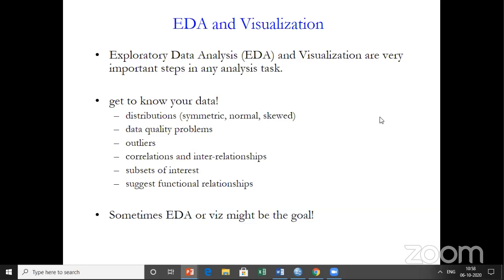Then you go for the subsets of interest. Then you see the functional relationship. Suppose I say y equals f(t). This function has the time-related thing, so I have a time trend. Then in time itself, I can as well get the seasonality. I can as well get a circular trend.